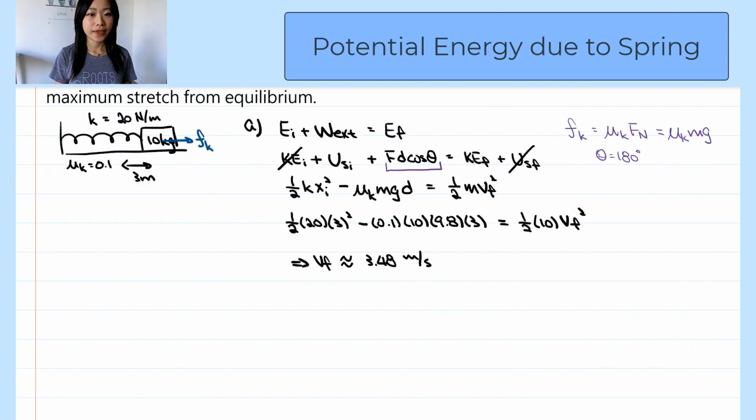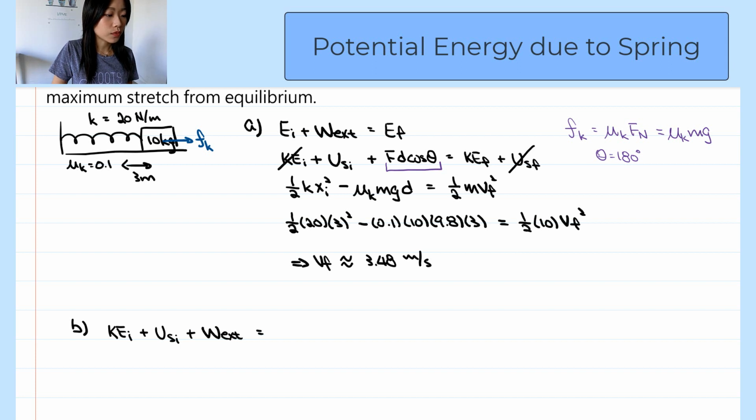Now let's look at part B. Let's find its maximum stretch from the equilibrium point. Now we are going to set the final point at where the object will reach at the most left point. We are going to use the same equation: initial kinetic energy plus initial spring potential energy plus the work done, and this equals final kinetic energy plus final potential energy due to the spring.